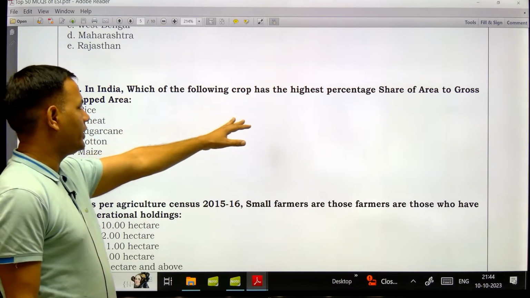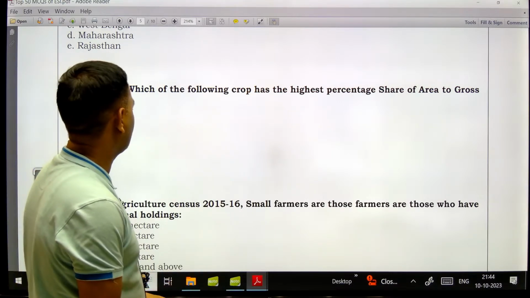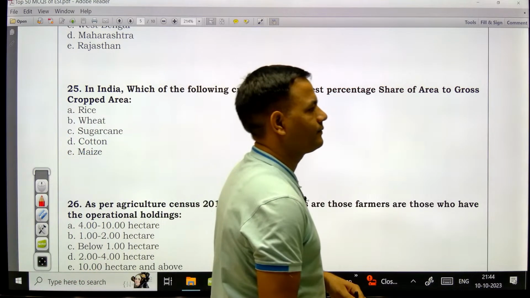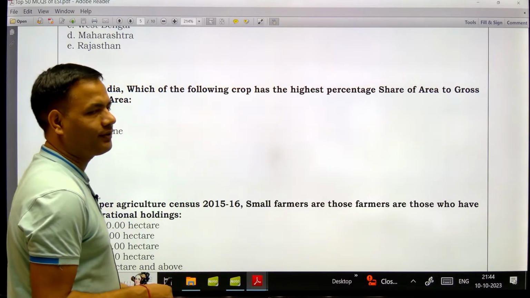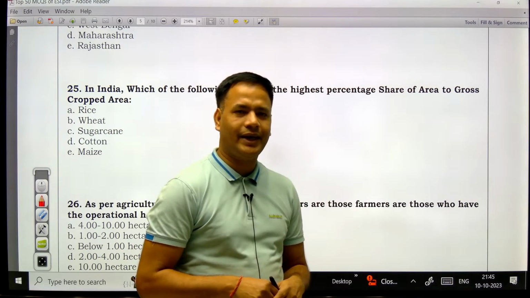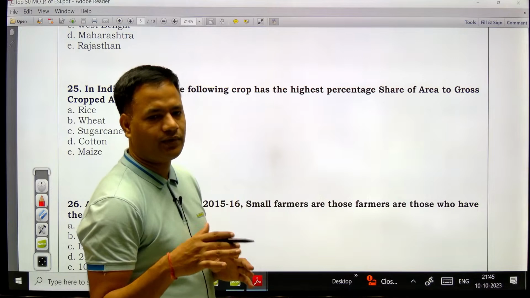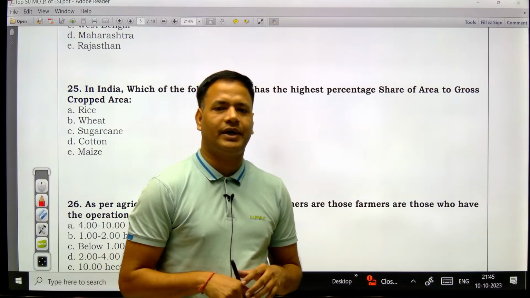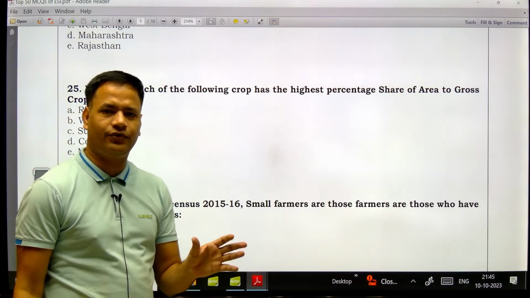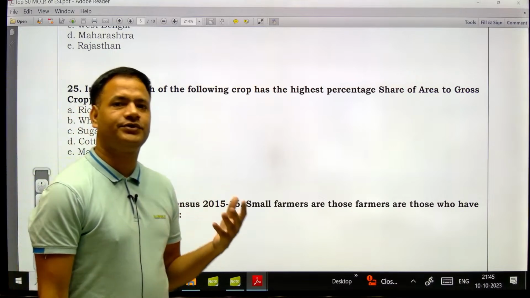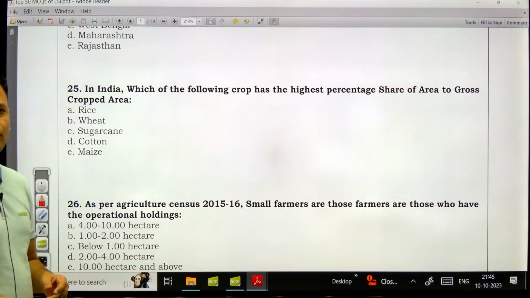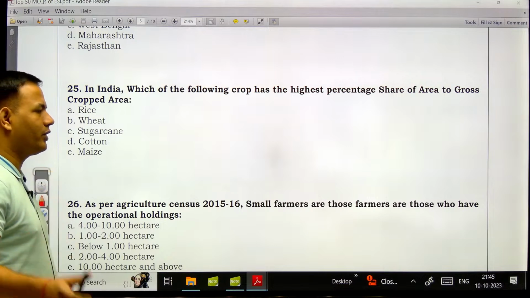In India, which of the following crops has the highest percentage share of area to the gross cropped area? Means, which crop is grown the most in India? The RIDF loan amount targeted by NABARD for 23-24 is also important. I think last year it was asked. What was disbursed in 21-22 in agriculture credit as per the budget estimates, that is 20 lakh crore. What was the last year? 18.5 lakh crore. What was the achievement? So these are the most important facts.